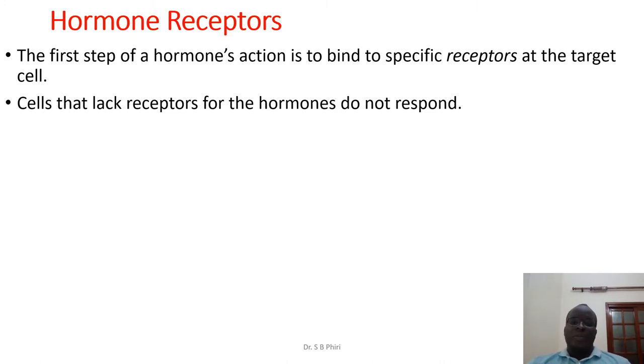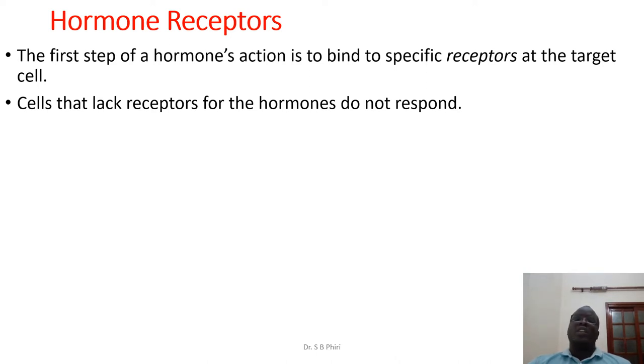The first step of hormone action is to bind to specific receptors at the target cell. So this is the first step. After the hormone has been released and transported to the target cells, you need the hormone to bind to the receptors of the target cells. So that's the first step, the interaction between the hormone and the specific receptors at the target cell. So cells that lack receptors for hormones do not respond.